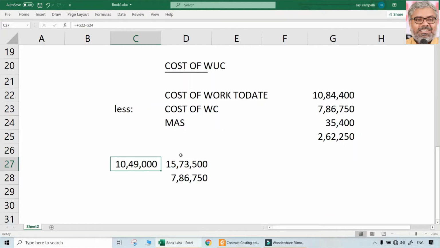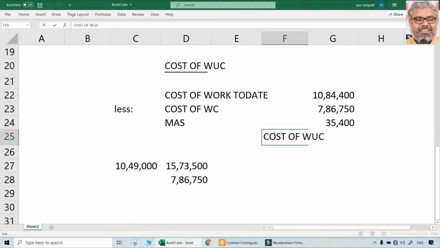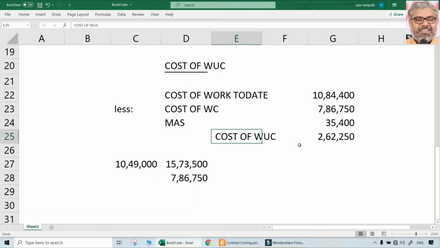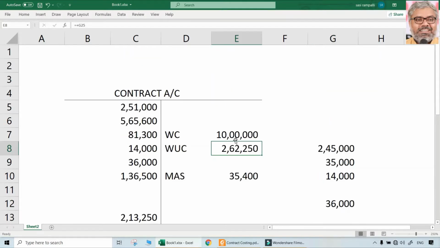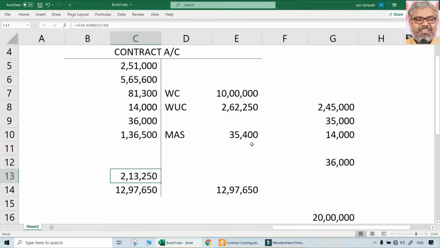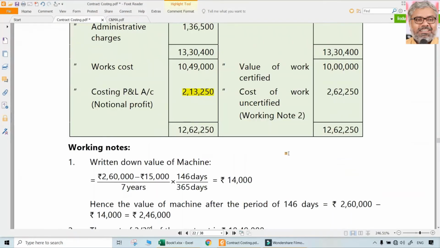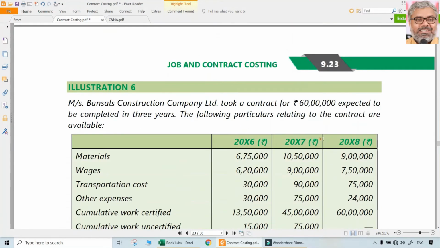That is representing 2/3 of the total contract, because really work is completed for 2/3. So how much would have been the cost for the entire contract? It would have been into 3/2. But on that only 50% is certified. That means the cost of work certified is 7,86,750. Once we have that, we can find out the cost of work uncertified. Taking that here to the credit side, we got the notional profit of 2,13,250. That's all. That is how a contract account can be prepared from the information that is available.